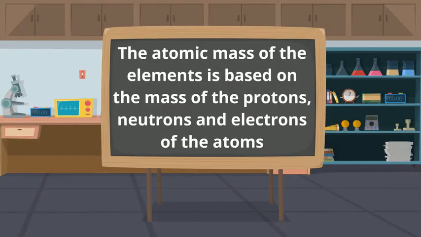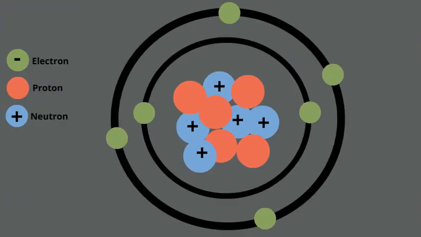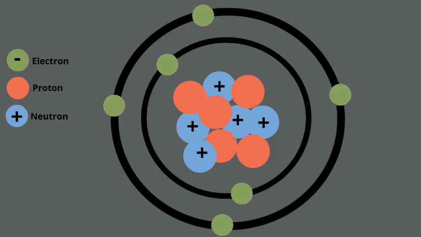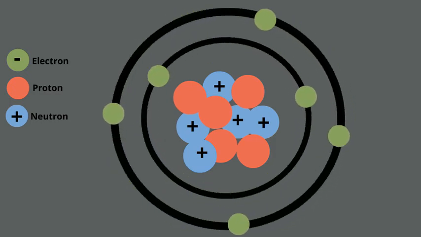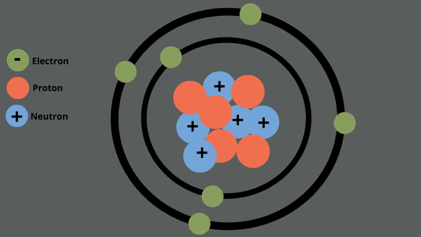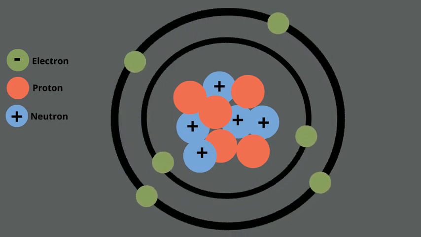The atomic mass of an element is based on the mass of the protons, neutrons, and electrons of the atoms of that element. The mass of the proton and the neutron are about the same, but the mass of the electron is much smaller. The nucleus is made up of protons and neutrons. The protons are positively charged particles, and the neutrons are the uncharged particles found in all atomic nuclei except for hydrogen. The electrons are negatively charged particles that orbit the nucleus.